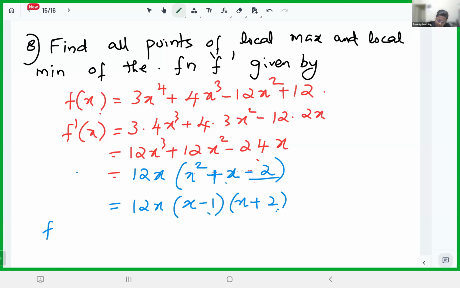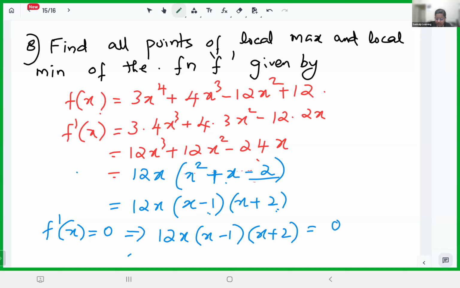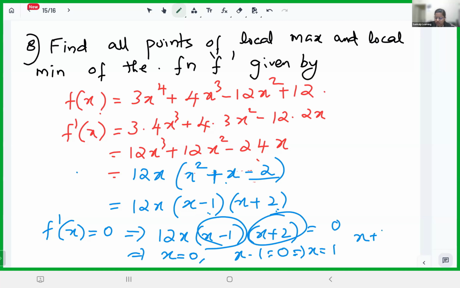Now what you have to do, you have to find out the critical points. So f dash of x is equal to 0 implies 12x into x minus 1 into x plus 2 equal to 0. Which means if 12x is equal to 0, x is equal to 0, isn't it? Now, if x minus 1 is equal to 0, which implies x is equal to 1. Third part, if x plus 2 is equal to 0, then x is equal to minus 2. So which are the critical points?